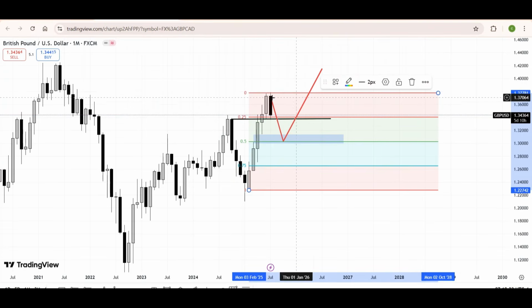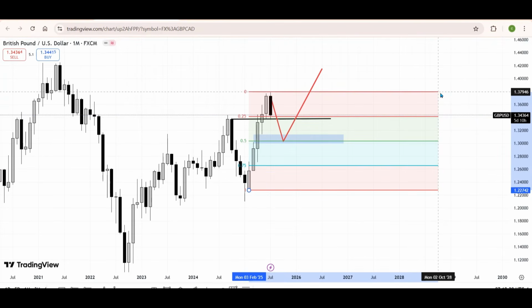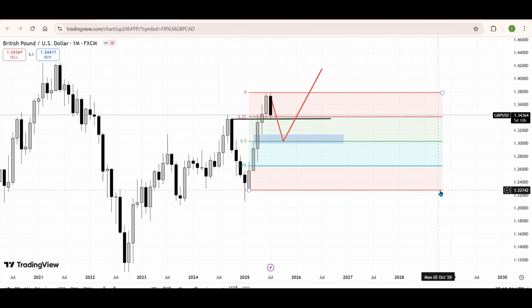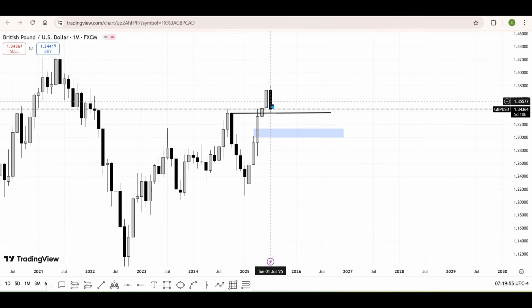So you can see here where we have our fair value gap is 50% of this dealing range here, which is good because that will be at a discount price. So you can see this bearish candle. This is the start of the retracement. So let's even move to a lower time frame and see what this looks like.